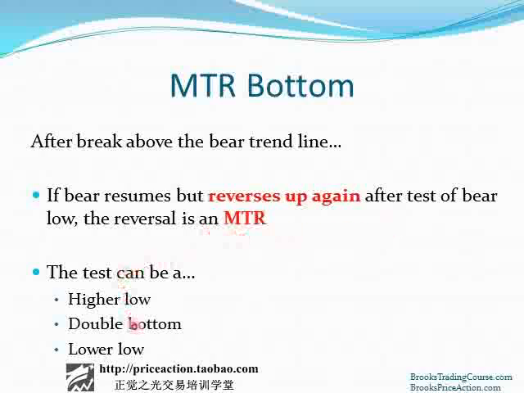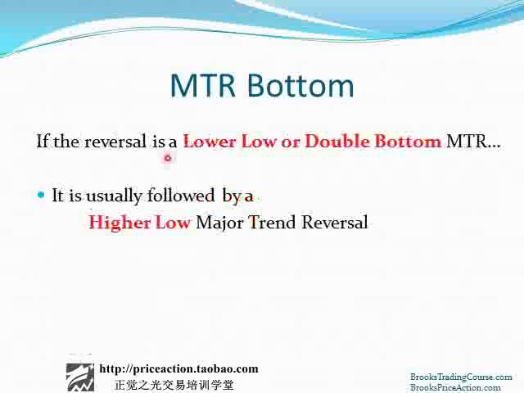The test is some kind of a double bottom. It can be perfect, it can be a higher low, it could be a lower low. If it's a lower low or a double bottom, it's usually followed by a higher low. That's because a major trend reversal usually has two legs up. So if you have a lower low, you want to have two legs up, you'll have to then have a higher low to start the second leg up.